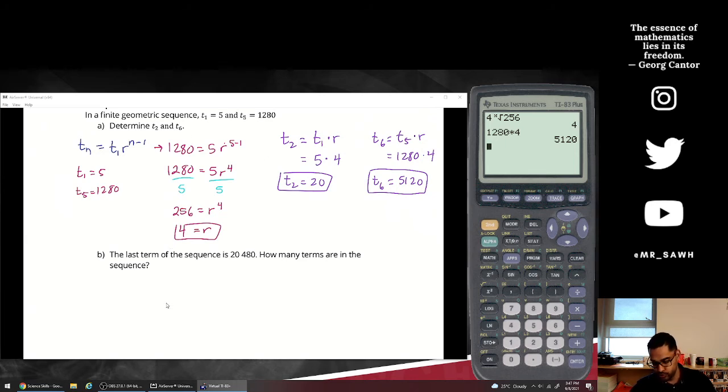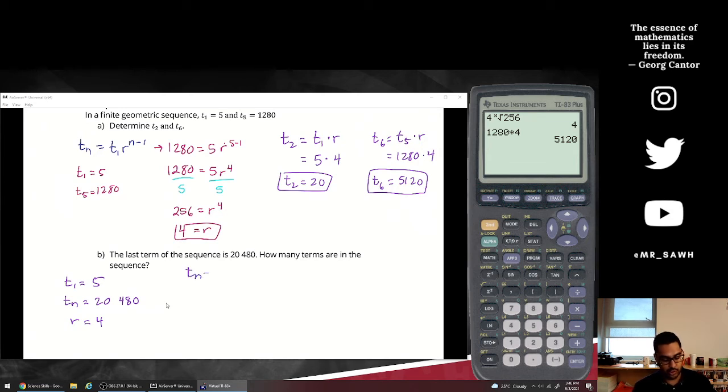So I know the first term again is still 5. Right, so T1 is still 5. The term in question has a value of 20,480. Again, I don't know which term that is. All I know is this is the last one. So I'm looking for n here again to make sure that this 20,480 term is the last term in the sequence. We found the ratio together. It's 4. I have everything that I need to be able to do this.